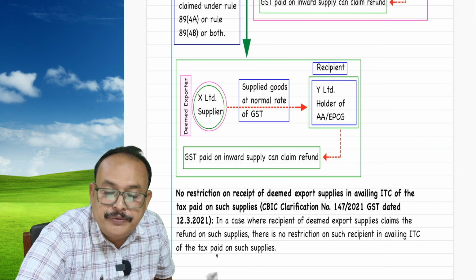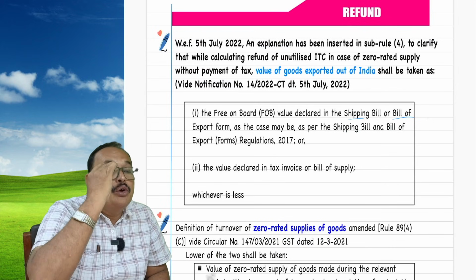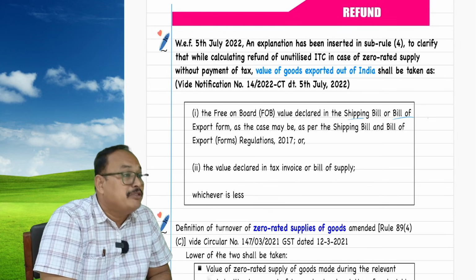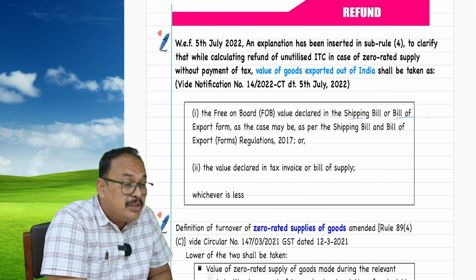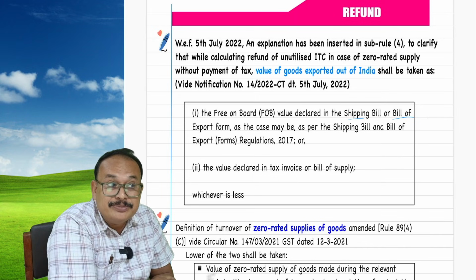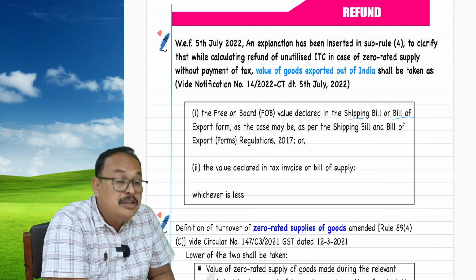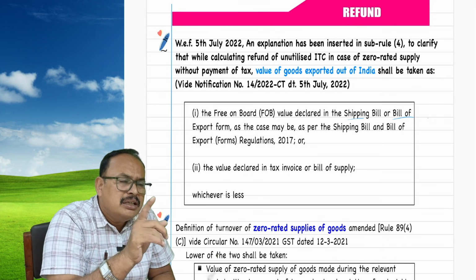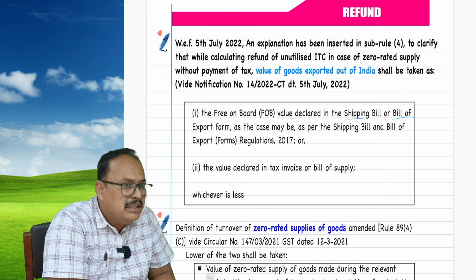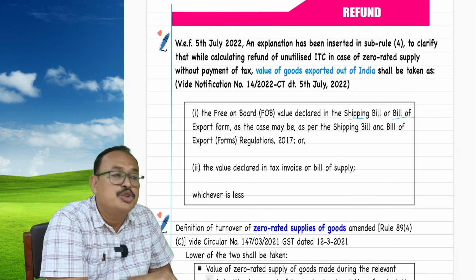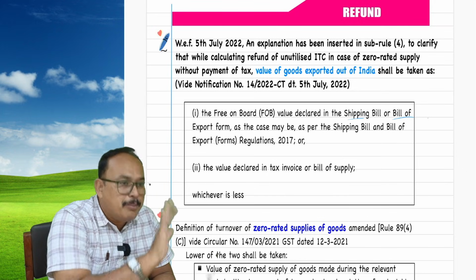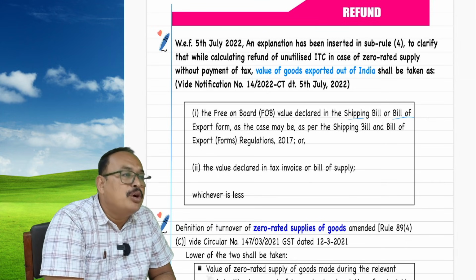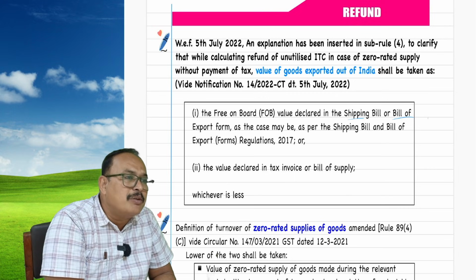In the case of rule number 89 sub rule 4, when you export the goods under LUT without payment of GST, namely zero supply, your export turnover in the numerator should be the FOB value of export compared with the invoice value. Whichever is lesser should be taken for the numerator. Tell me the rule 89.4 formula: export turnover divided by total turnover multiplied by net credit.